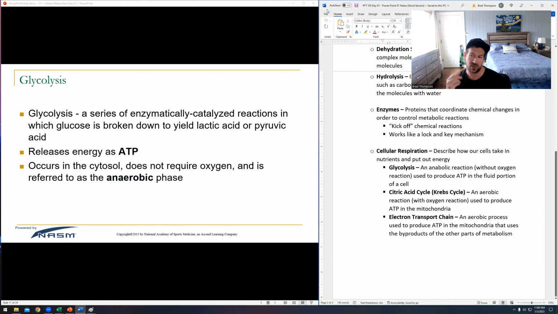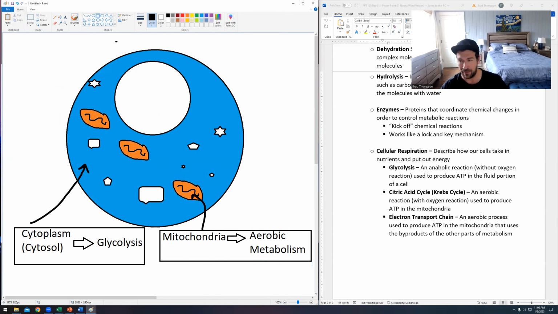You get about 2 molecules of ATP's worth of energy in the cytosol, and you get about 38 molecules of ATP worth of energy in the mitochondria. So that's why the mitochondria is the powerhouse. It creates a ton of energy. So the 3 ways that we are going to produce energy through, we call it cellular respiration. This is describing how our cells take in energy. First one's glycolysis.